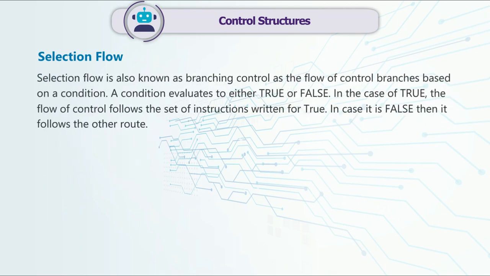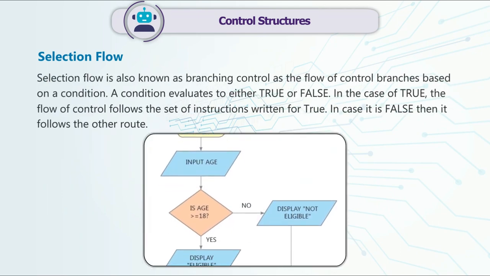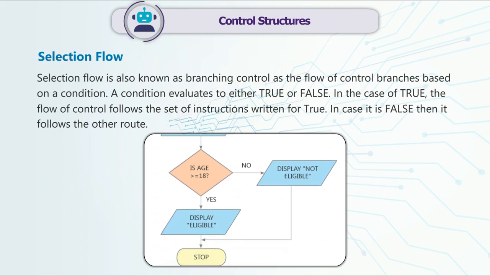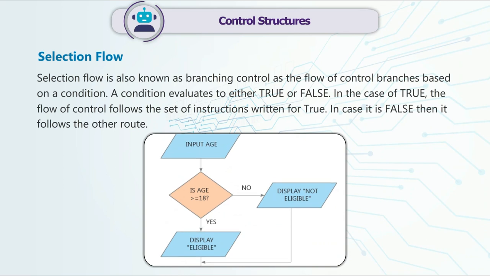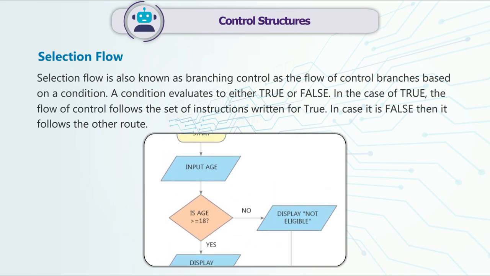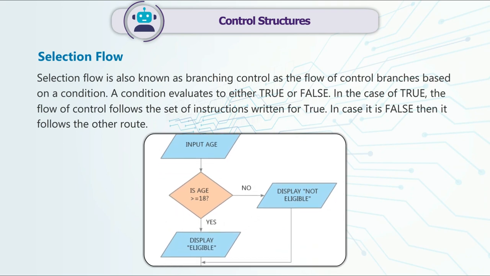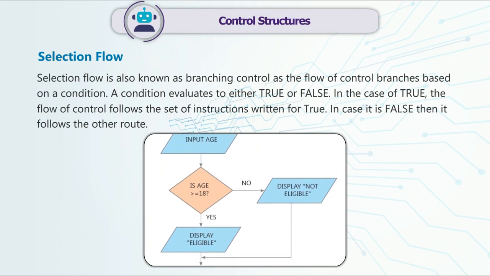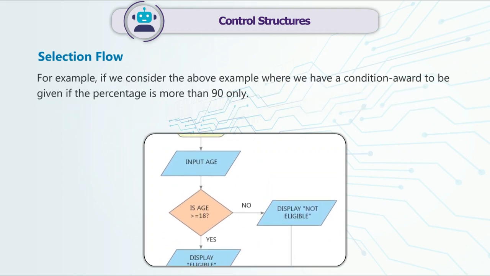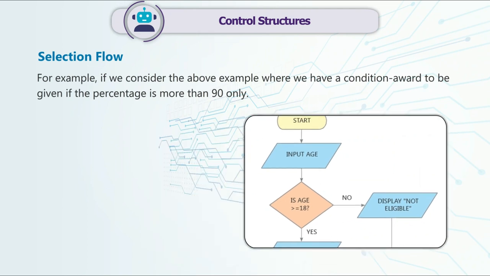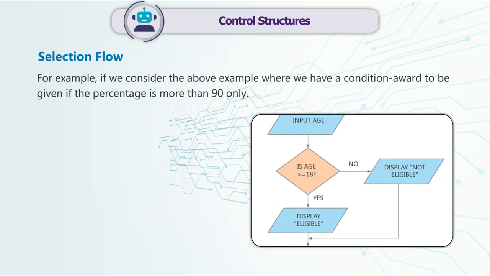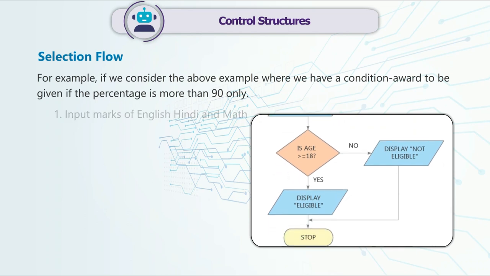Selection flow. Selection flow is also known as branching control, as the flow of control branches based on a condition. A condition evaluates to either true or false. In the case of true, the flow of control follows the set of instructions written for true. In case it is false, then it follows the other route. For example, if we consider the above example, where we have a condition, award to be given if the percentage is more than 90 only.